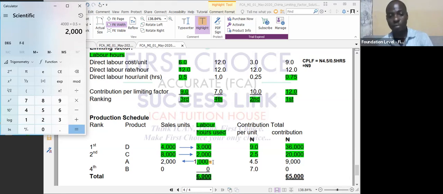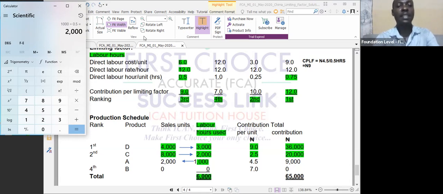1,000 hours available. You want to know how many products will 1,000 hours give you. If you have 1,000 hours available for you, and you are doing each product 0.5 hours, so you need to divide. Previously, when moving from left to right, we multiplied to get the labor hours used. But when you move from right to left, you divide to get the number of units to be produced. So we have 1,000 divided by 0.5. That gives us 2,000 units.